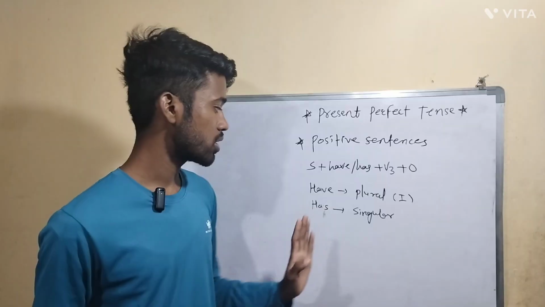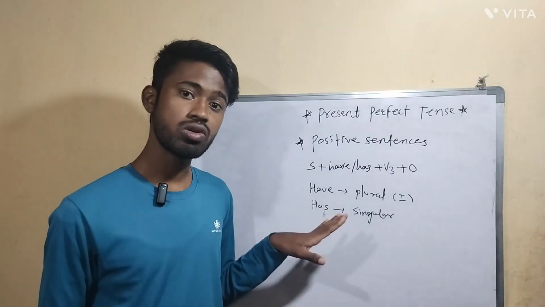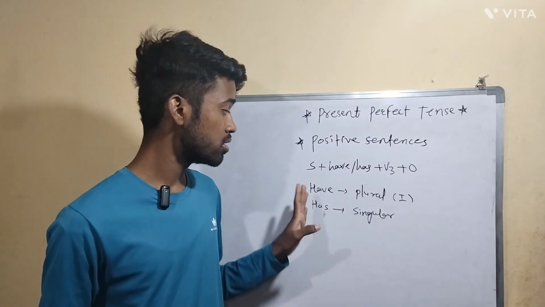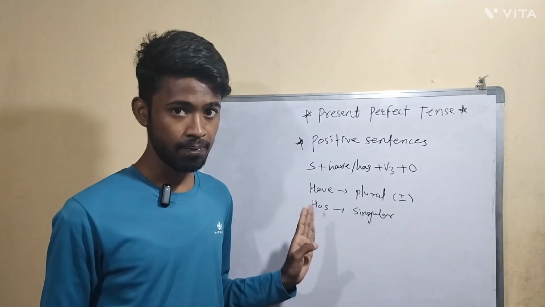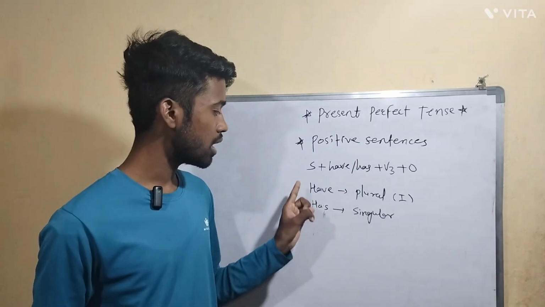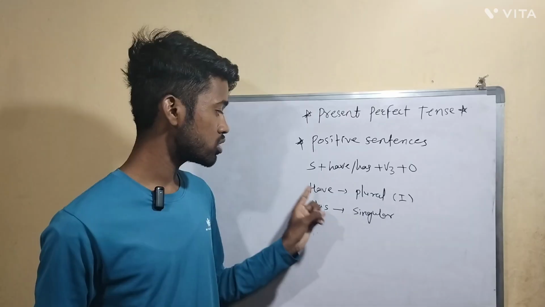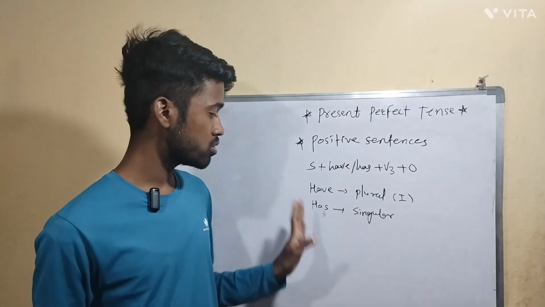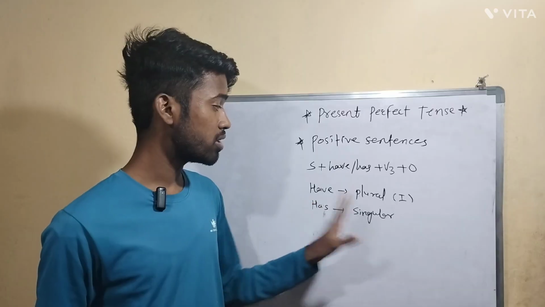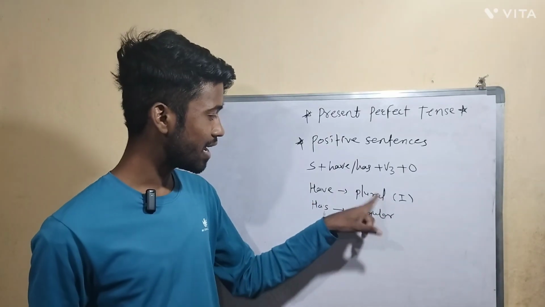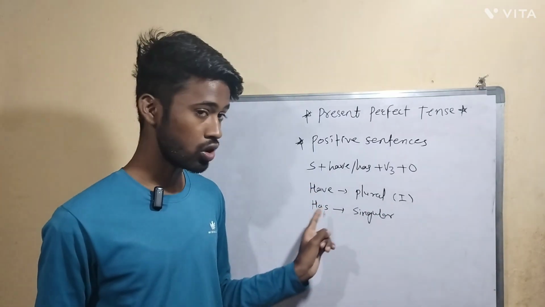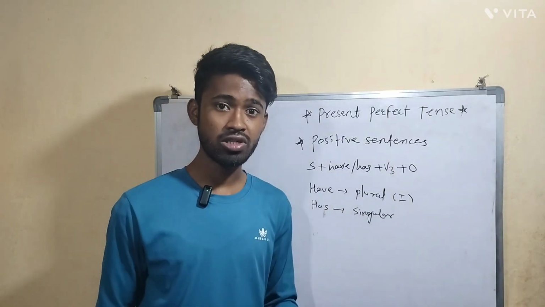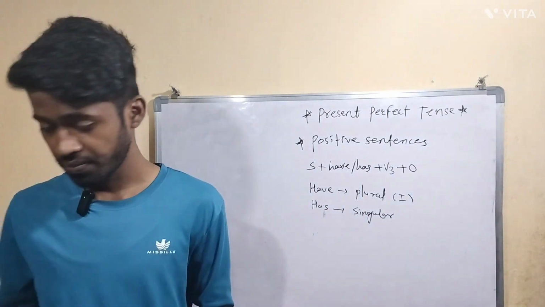So when you have to use have as a helping verb in a sentence, whenever the subject is plural, at that time only you have to use have as a helping verb. If the subject is singular, you have to use has as a helping verb. What is the exception here? With I we use the helping verb have, not has. Okay, this thing you have to remember. Let's see examples, you will get a better understanding.